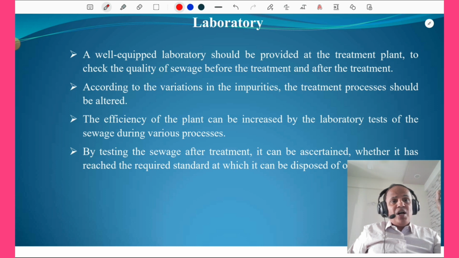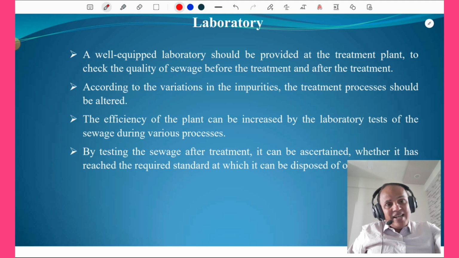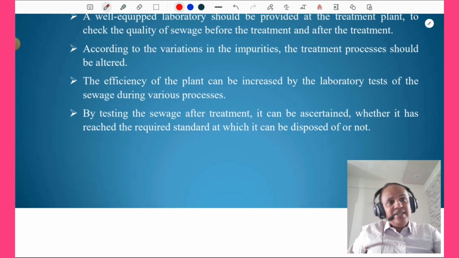The efficiency of the plant can be increased by the laboratory test of the sewage during the various processes. That lab tests during various processes is important. Why is it important? To determine the amount of solids, to determine the amount of bacteria, to determine the BOD, to determine the COD. You know the COD also. By testing the sewage after treatment, it can be ascertained whether it has reached the required standard at which it is disposed of or not.